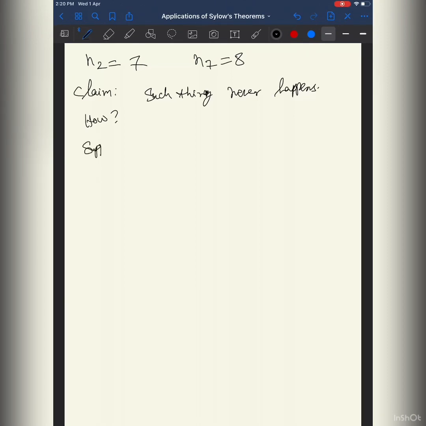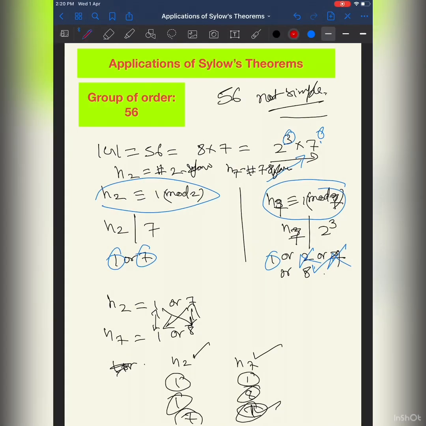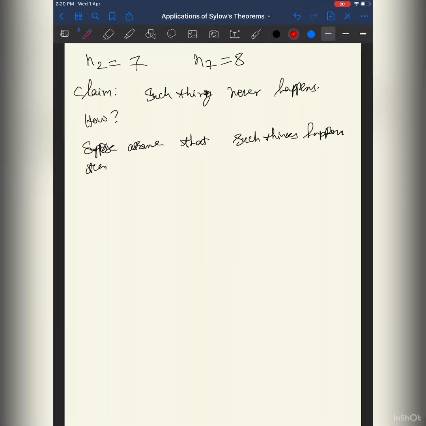Suppose we assume that such a thing happens. Then we will start counting, because both are prime order groups. This is very important: both numbers, 2 and 7, are prime, and I wanted to count from there. Let's list down these 8 subgroups like this: k1, k2, k3, k4, k5, k6, k7, k8.